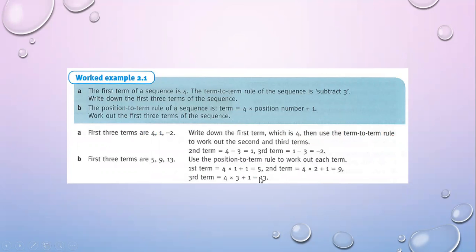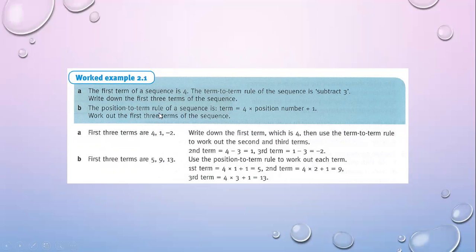So here we have the first example. The first term in the sequence is 4. The term-to-term rule in this sequence is subtract 3. Write down the first three terms. We know the first is 4, then subtract 3, so it's 1. Then again subtract 3, it's equal to minus 2.